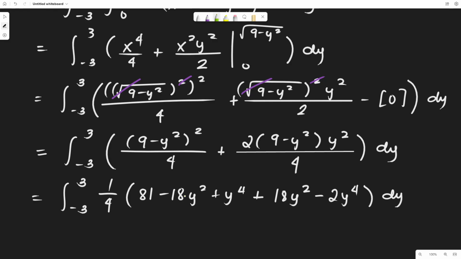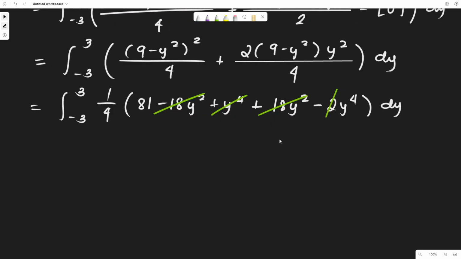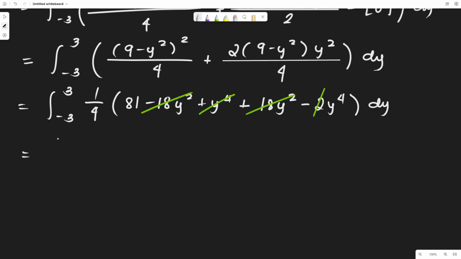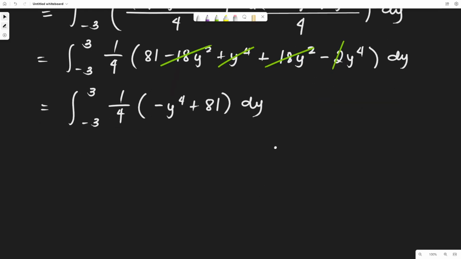Tapos, syempre, tignan natin, may makakancel, ito. Diba? Tapos, may iwan dito is, ito cancel, then mawawala yung 2. No, y to the fourth na lang. So, therefore, we have the integral of 1/4 times negative y to the fourth plus 81 dy. Diba? Mas madali na natin siya na-integrate. Now, we can solve this one.